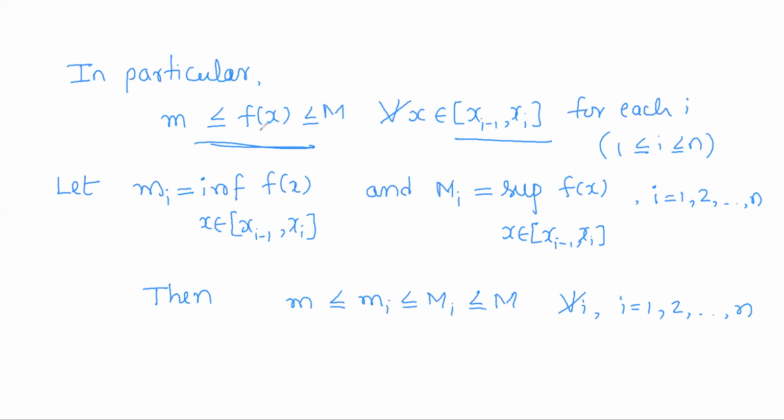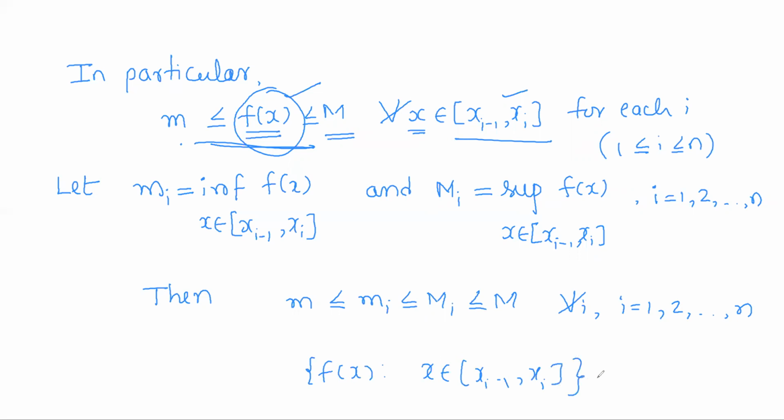So now observe that as x varies over this subinterval, the f of x values are bounded below by m and bounded above by M. So if we consider the set of all f of x as x varies over the closed interval [x_{i-1}, x_i], this forms a non-empty set of real numbers which are bounded below and bounded above. As this set is bounded below, the infimum exists, and as it is bounded above, the supremum will exist.